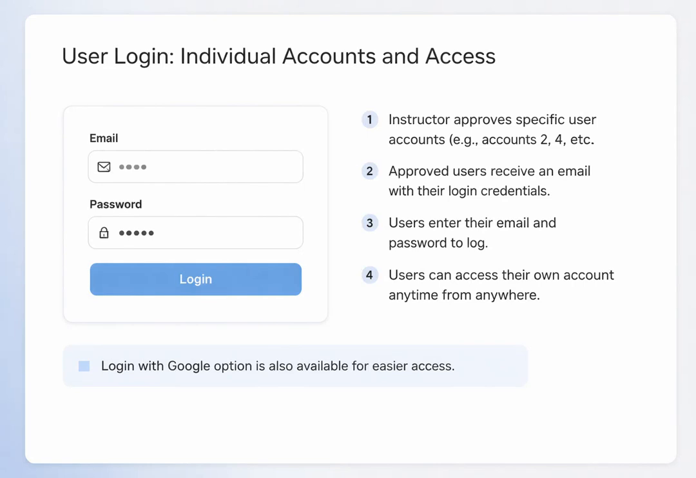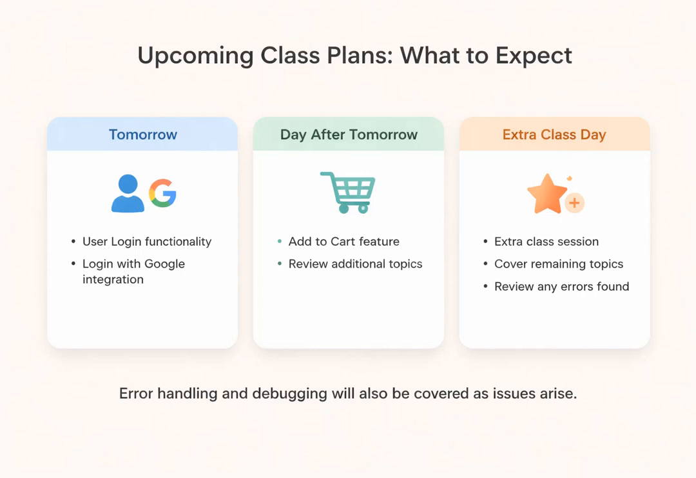Once users are approved, they get their own individual login. Here's how that plays out. The instructor approves specific accounts, for example, accounts number 2 and 4 were mentioned. Once approved, those users receive an email. That email contains their login credentials. From that point on, whenever they visit the website and go to the login page, they enter their email and password and they're in. They can check and manage their own account at any time from anywhere. It's a straightforward self-service login system. And as we'll see in the next class, there's also a login with Google option being added to make this even more convenient.